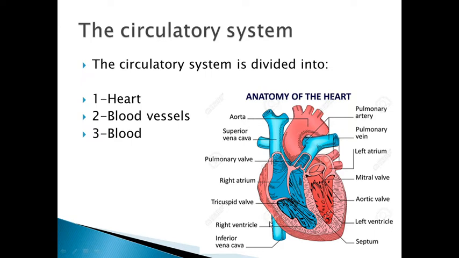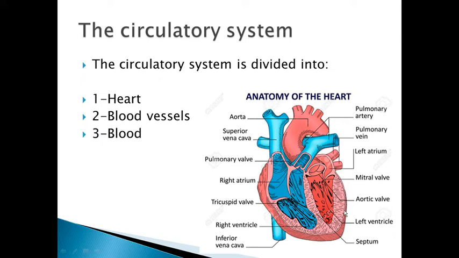Okay, there are 2 valves between the atria and the ventricles. Can you see? These are the valves. Okay, can you see here? These are the valves between the atria here and the ventricles. This is the atria and this is the ventricle. And we know that the walls of the atria are very thin, while the ventricles have thick walls.